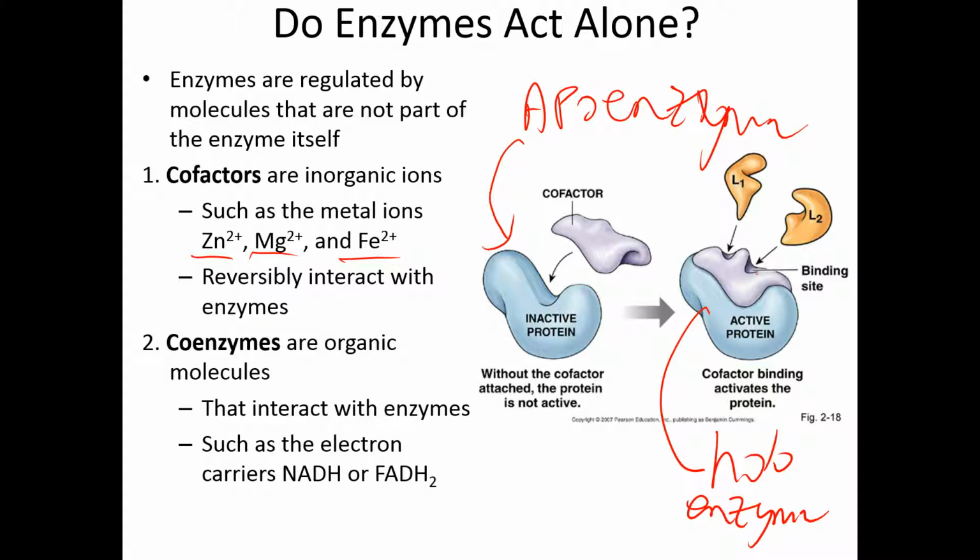Your coenzymes are organic molecules, typically vitamins, but they can also be things like NADH, FADH2. Your cofactor binds. Notice how this cofactor has a shape that's going to conform to the shape of the protein. It's like a saddle. It sits on there in this example. And then once it sits on the protein, the binding sites, the active sites for the substrates, open up. So now this protein is active. The enzyme is active.